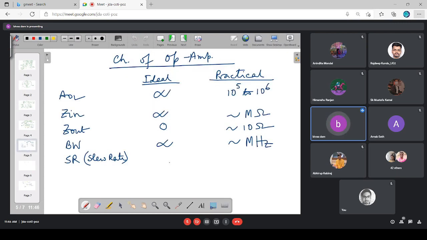So in the case of the operational amplifier, what should be the value of the slew rate ideally? Infinity. In practice, it is of the order of several volt per microsecond.